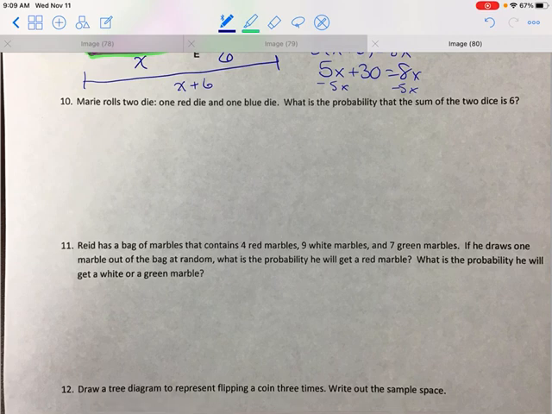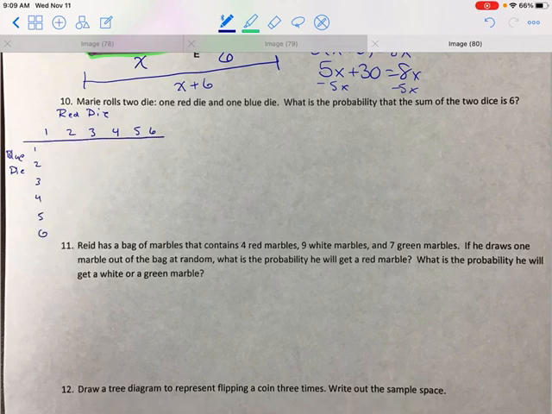Okay, so I'm going to draw out a sample space. We did a table in class, so I'm going to do the same thing. I'm going to put the red die up here, and for that, I can get a 1, a 2, a 3, a 4, a 5, or a 6. I'm going to put the blue down the side, and again I can get a 1, a 2, a 3, a 4, a 5, or a 6.